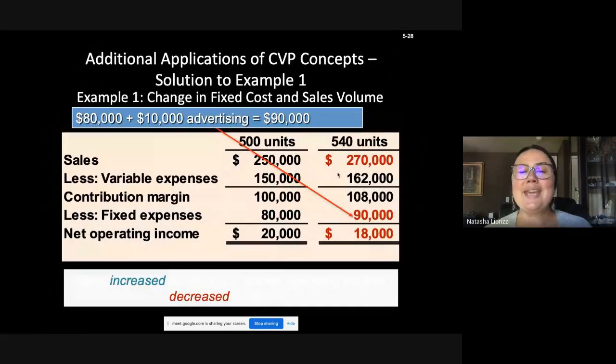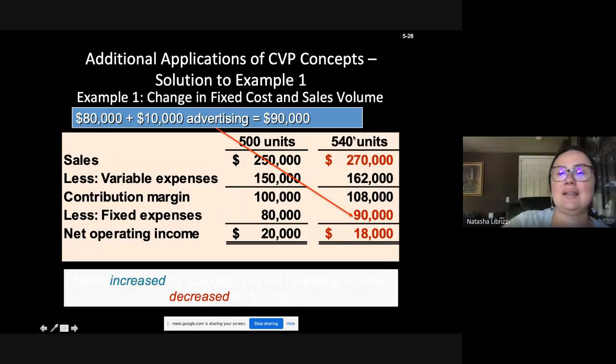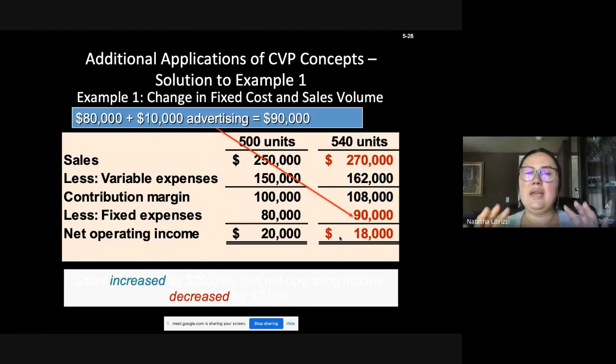Because we make an extra $200 per bike, 200 times an extra 40 bikes, it would only increase by $8,000. The contribution margin increase is $8,000, but the cost is $10,000. So by running this campaign, net operating income would actually decrease by $2,000 if we do a full income statement.